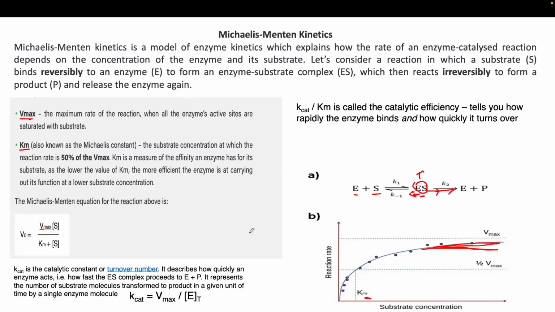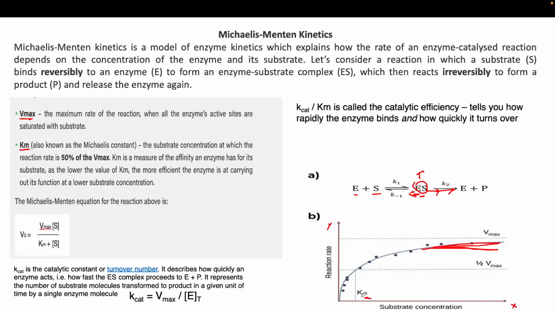It is the substrate concentration on the x-axis. In the x-axis there is the substrate concentration, and in the y-axis there is the reaction rate. So Km is the substrate concentration at which... it is the measure of the affinity of an enzyme for its substrate. The lower the Km, the more efficient the enzyme is at carrying out its function at a lower substrate concentration.